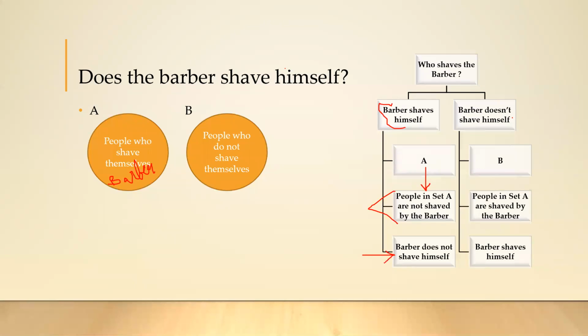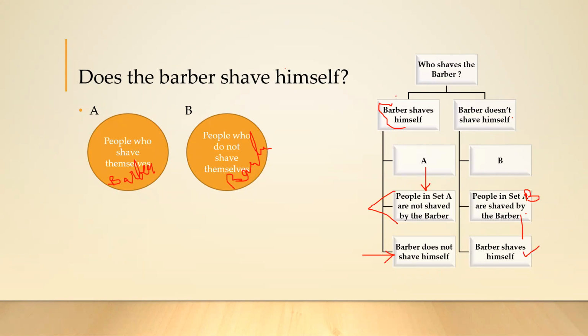Now let us think about the other possibility. Barber doesn't shave himself. Barber doesn't shave himself means he belongs to the set called B. Okay, he belongs to a set called B. And what is set B? People who do not shave themselves. People who do not shave themselves means they do not know how to shave. The barber shaves them. Okay, so all the people, I went wrong over here. All the people in set B, they are shaved by the barber. They are shaved by a person called barber, which means the barber shaves himself.